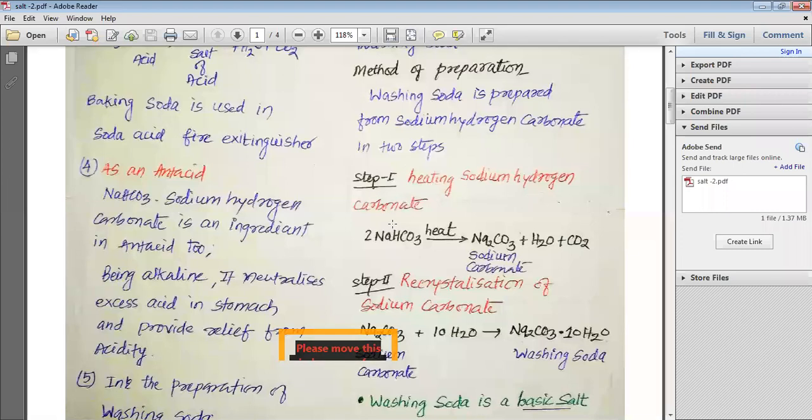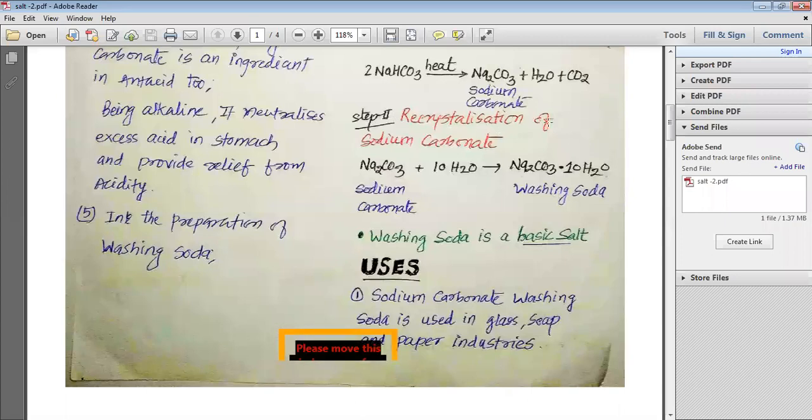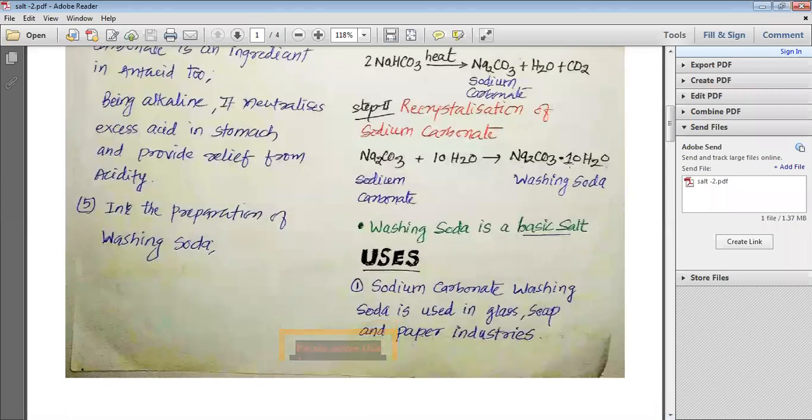Step 1, heating sodium hydrogen carbonate. When we heat sodium hydrogen carbonate, it produces sodium carbonate. So 2NaHCO3 gives us Na2CO3 plus H2O plus CO2, which is ultimately sodium carbonate. In the second step, recrystallization of sodium carbonate, the sodium carbonate produced in the previous step is dissolved in water. That is, one molecule of sodium carbonate is dissolved in 10 molecules of water. So excess water gives us Na2CO3·10H2O, which is now considered washing soda. These are the crystal forms of washing soda.